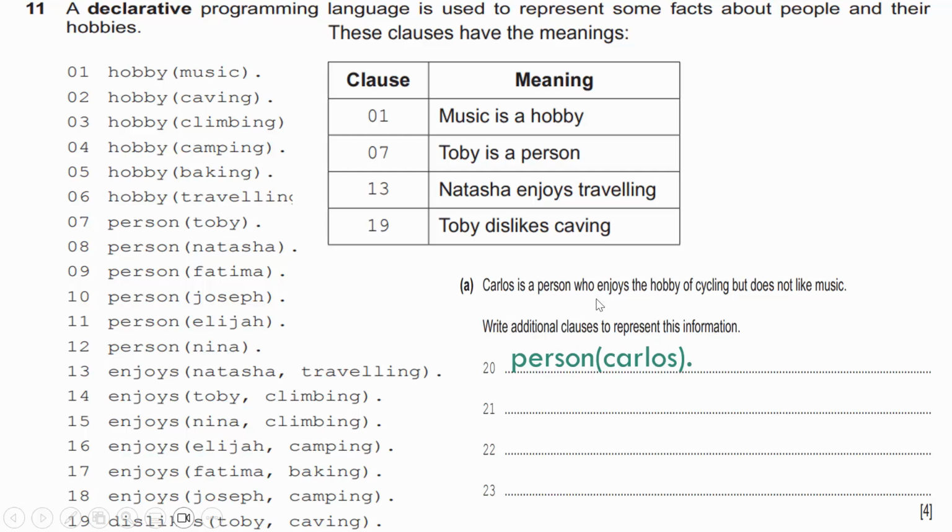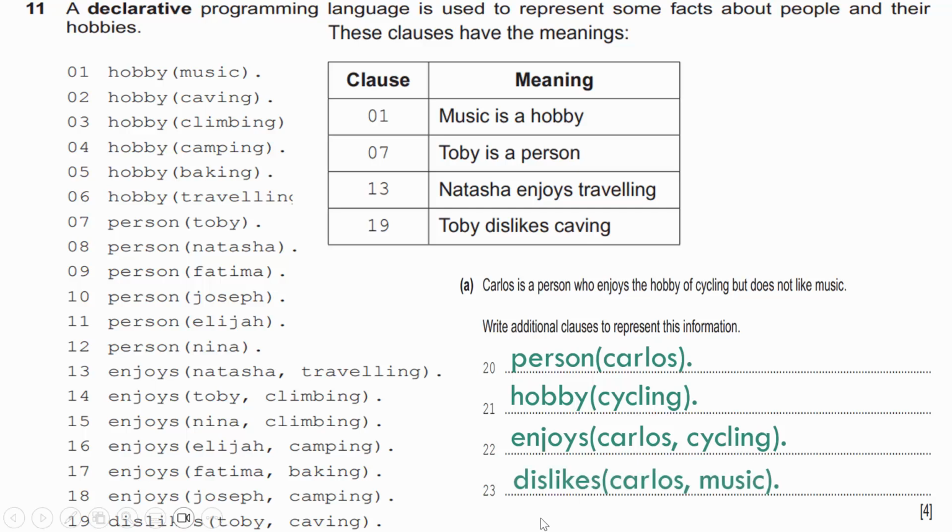Now we need to say that Carlos enjoys the hobby of cycling. Well, he can't enjoy the hobby of cycling until we add the hobby of cycling. So cycling is a hobby. Again, we have that stop command, all lowercase here. Now we can say that Carlos enjoys cycling because look at the enjoys. Natasha enjoys traveling. So here we're going to do enjoys. Carlos enjoys cycling. Again, with a period for the stop command. The last thing we need to do is the dislikes. Carlos dislikes music. And just like that, we pick up 4 points on the declarative programming section, part 1.